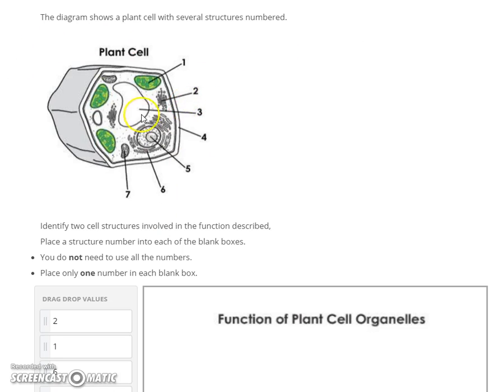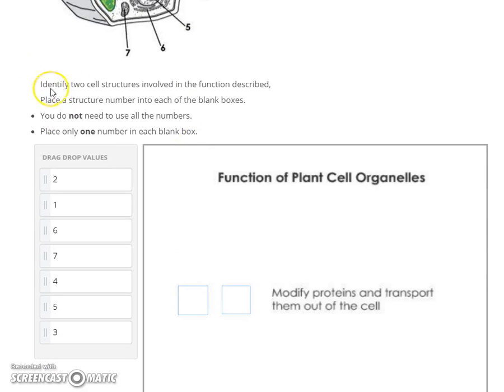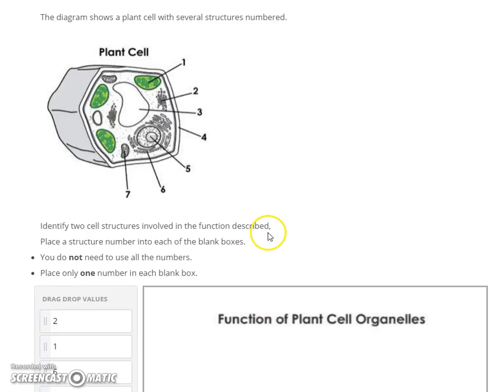For this one, we see a plant cell. We see some labeled organelles for the plant cell, and the question below is asking to identify two cell structures involved in the function described. Place the structure number into each of the blank boxes. So again, you don't use every label. We're just labeling which numbers we think will do this job. And this job in this case is modifying proteins and transporting them out of the cell.